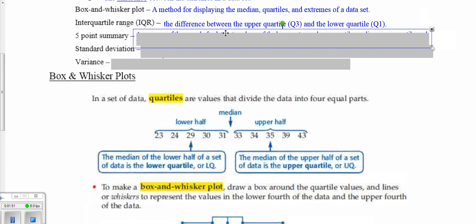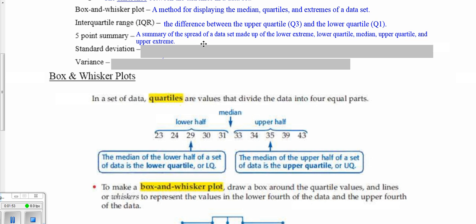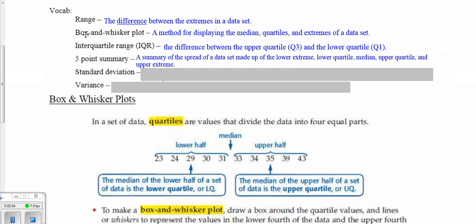A 5-point summary. This would be a summary of the spread of a data set made up of the lower extreme, the lower quartile, the median, the upper quartile, and the upper extreme. So if you'll notice, a 5-point summary is shown on a box and whisker plot. It has the median, the two quartiles, and the extremes. Again, we can see lower extreme, upper extreme. So the two extremes are there. Lower quartile, upper quartile. Those are both on there. The median as well. A 5-point summary is just a statement saying each of those numbers. A box and whisker plot is an actual graph showing all of those.